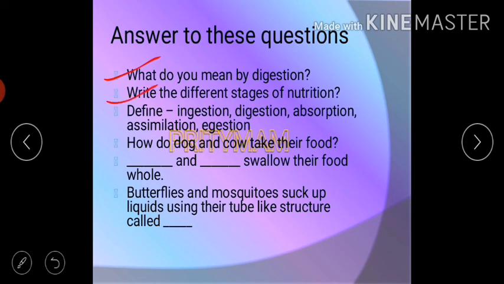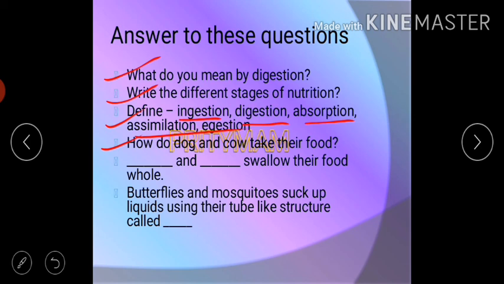Write the different stages of nutrition. So there are 5 stages of nutrition: ingestion, digestion, absorption, assimilation and egestion. And in the next question, we are going to define all the 5. Next question, how do dog and cow take their food? Dog and cow bite and chew their food. This should be your answer.